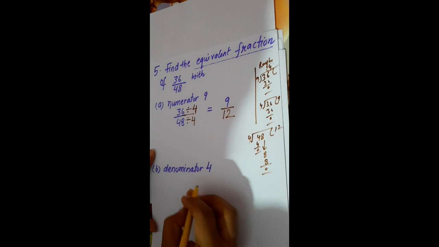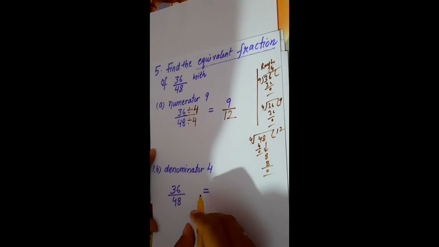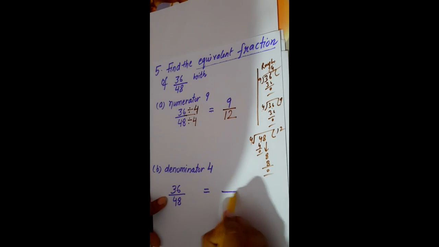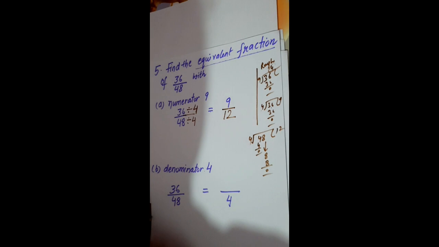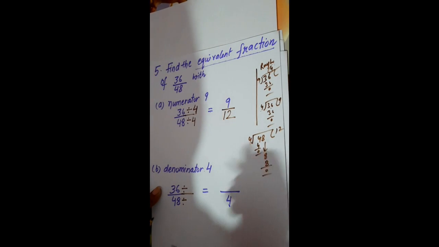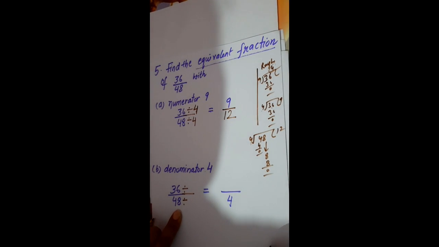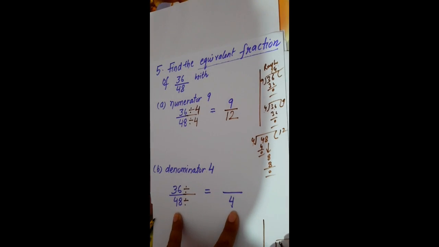Here fraction is given to you. Fraction is 36 upon 48, and you have to find the equivalent fraction of 36 upon 48 with denominator 4. Denominator 4, so I write 4 over here. In this also we are moving from larger number to smaller. If you are moving from larger number to smaller number, you have to divide. So we have to find by which number I divide 48 so that I will get 4.